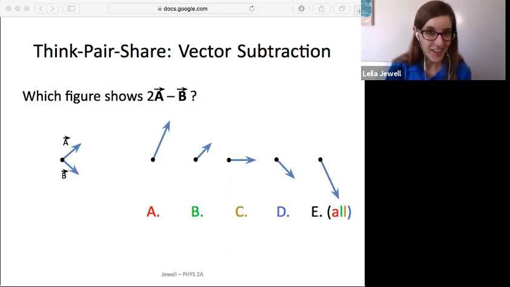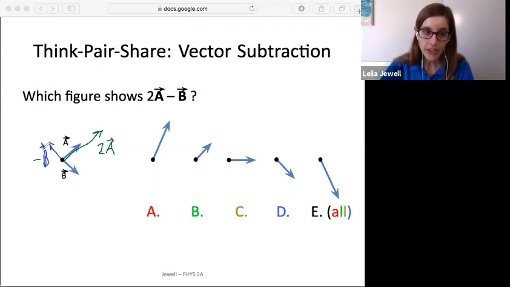Right, did you do that? I'm hoping so. All right, so as we look at this, first off, there's this 2A. If it's 2A, then it's going to be the same as A, but it's going to be twice as long. I'm going to draw the magnitude of 2A, something like this. All right, and then we have minus B, or plus a negative B. So that means my B vector is going to have to point in the opposite direction. That would give me my minus B vector.